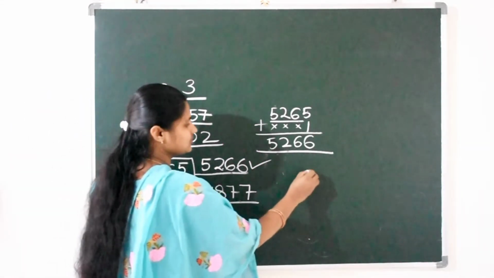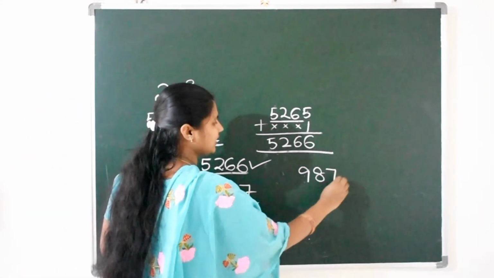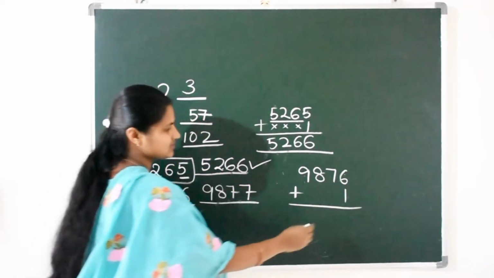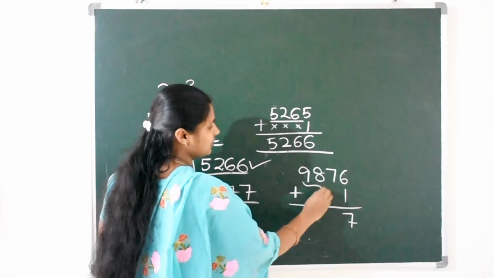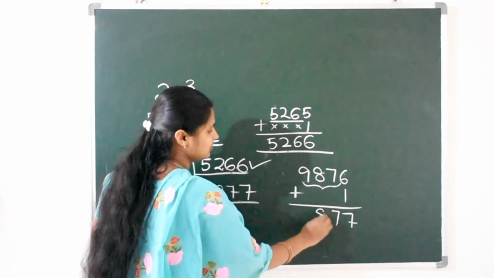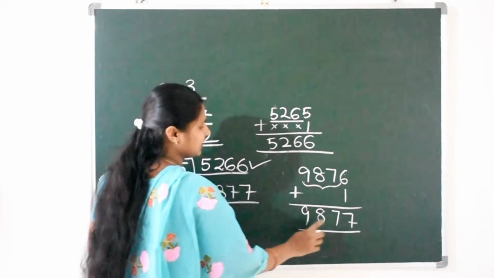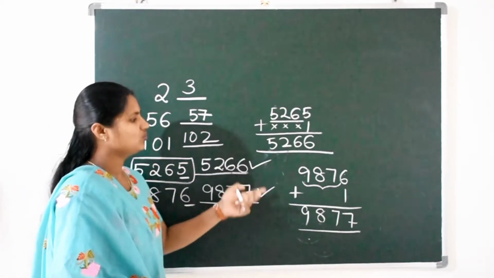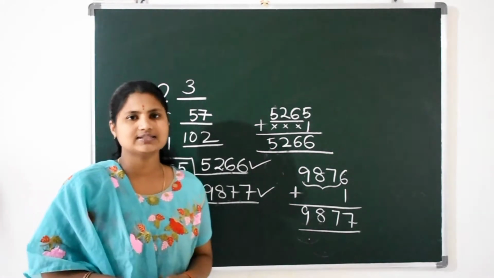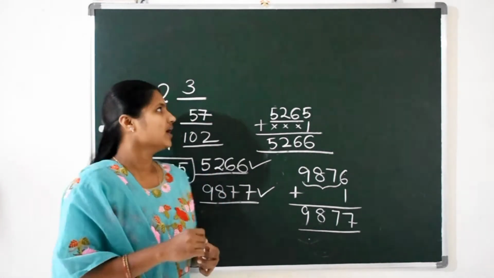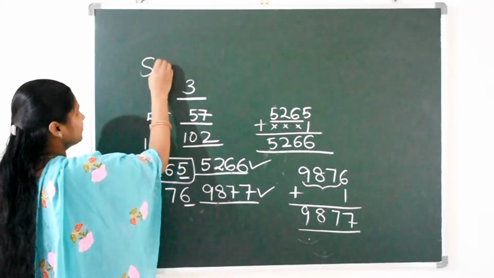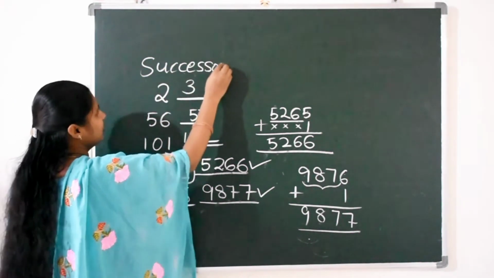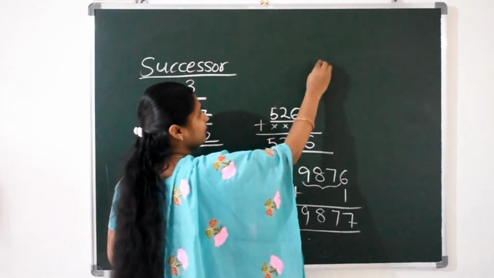Now check 9876. Add 1 to this number. 6 plus 1 is how much? Yes, 7. And the remaining digits come as they are: 9877. Is it right? If we add 1 to the given number, we will get the successor of that number. And these are what? Successor numbers.